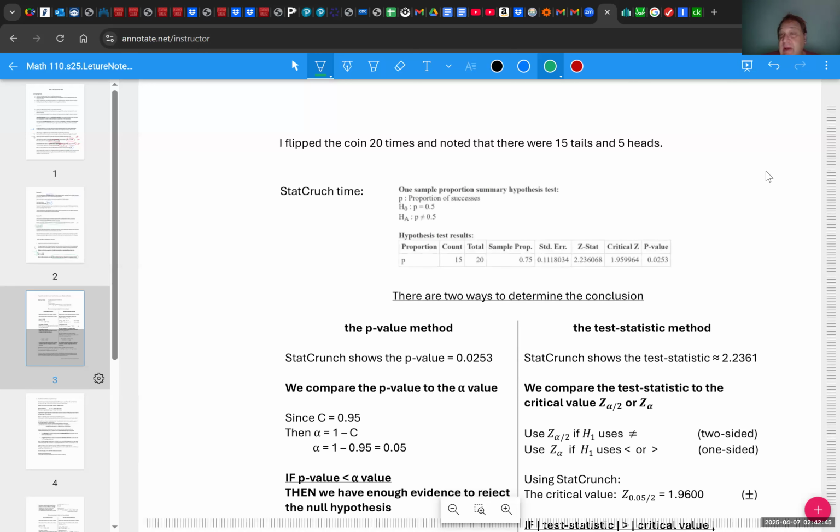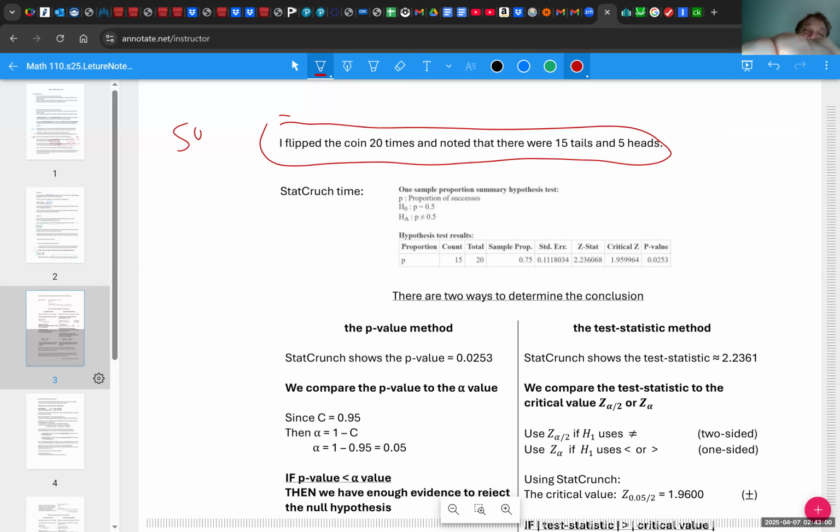Now, the information I collected, I'm just going to repeat the same. I'm not going to reflip coins, but I flipped the coin 20 times and noted that there were 15 tails and 5 heads. So this is the information from the sample. I got a sample. In this case, my sample was 20 flips, and I just wrote down how many heads and how many tails. I got 15 tails and 5 heads.